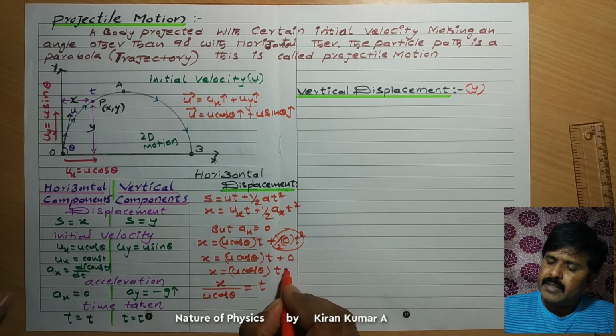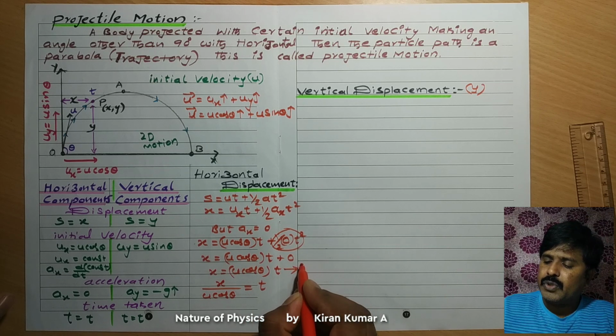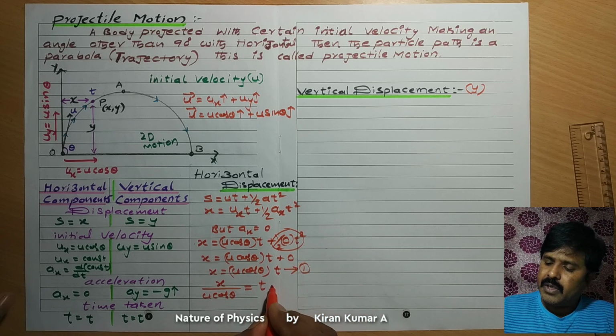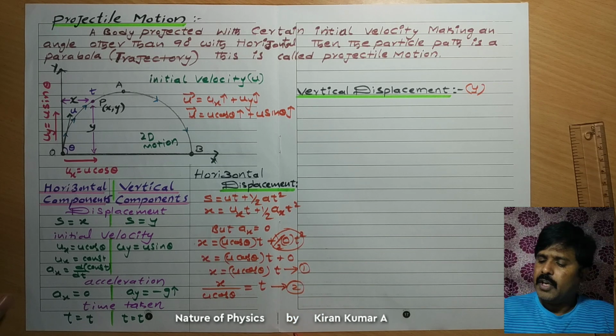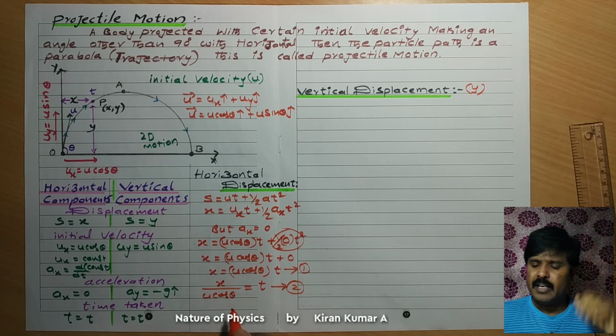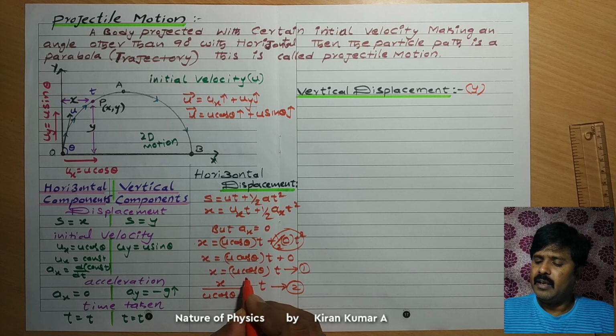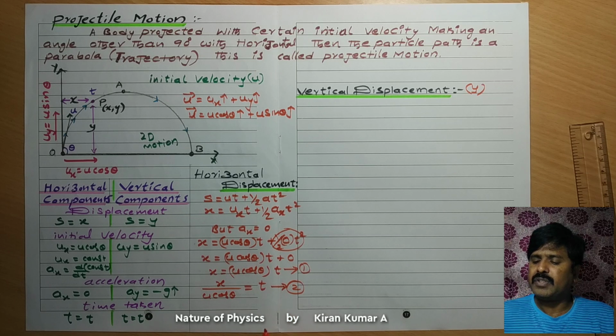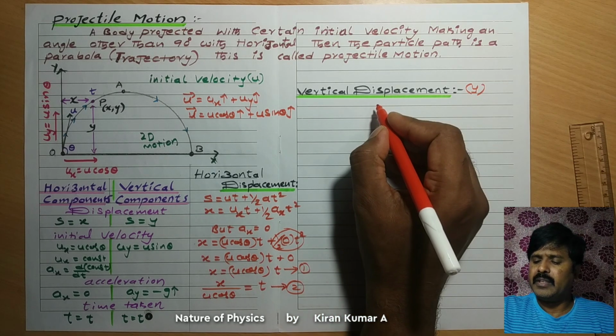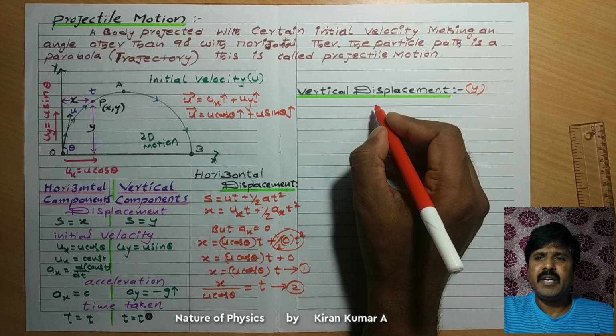Now I can write this as equation number 1, and this is equation number 2. Individually I gave you the horizontal displacement x is equal to u cos theta into t. From this, t is equal to x divided by u cos theta, which is equation 2. And continuing, next I am going to write the vertical displacement.